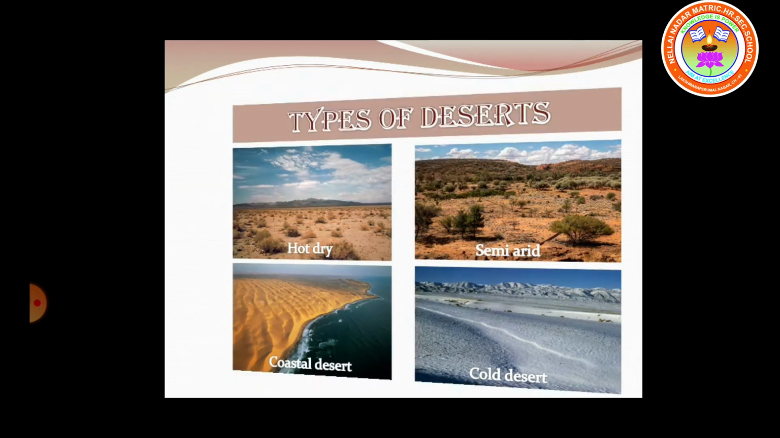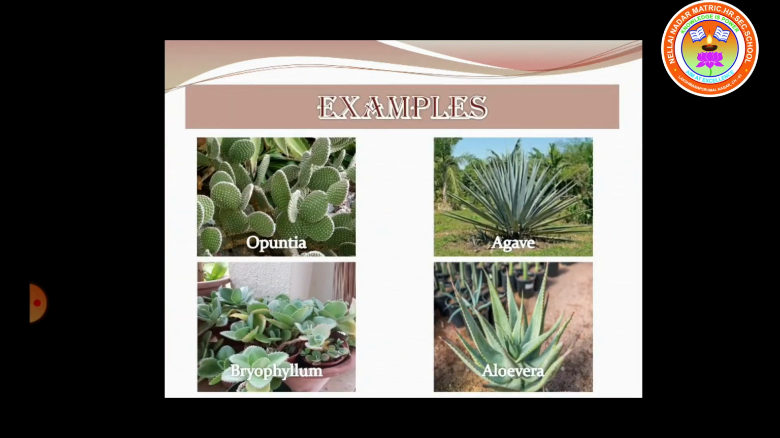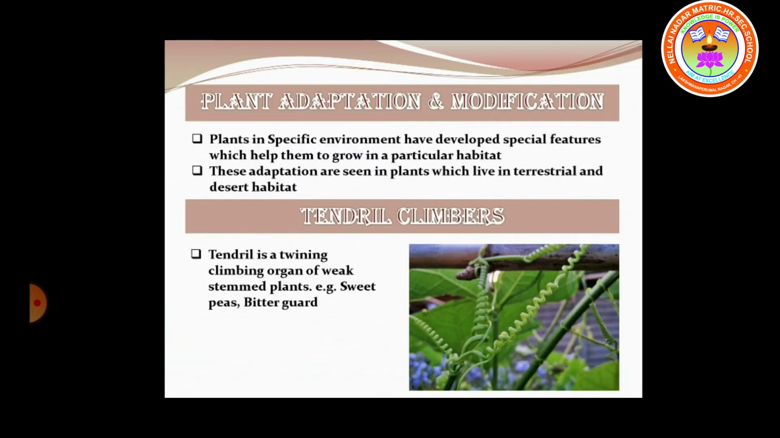Let us see the examples of desert plants. What type of plants can you see in the desert? Opuntia, agave, bryophyllum, aloe vera. These are some examples of plants that grow in dry conditions. These plants don't need much water. They need only a little water and they store the water in their leaves. Are you clear?